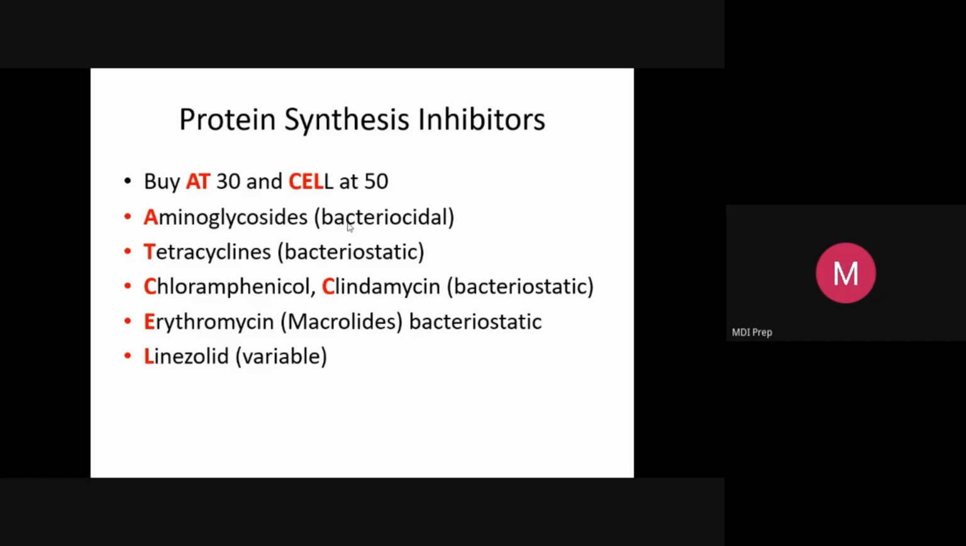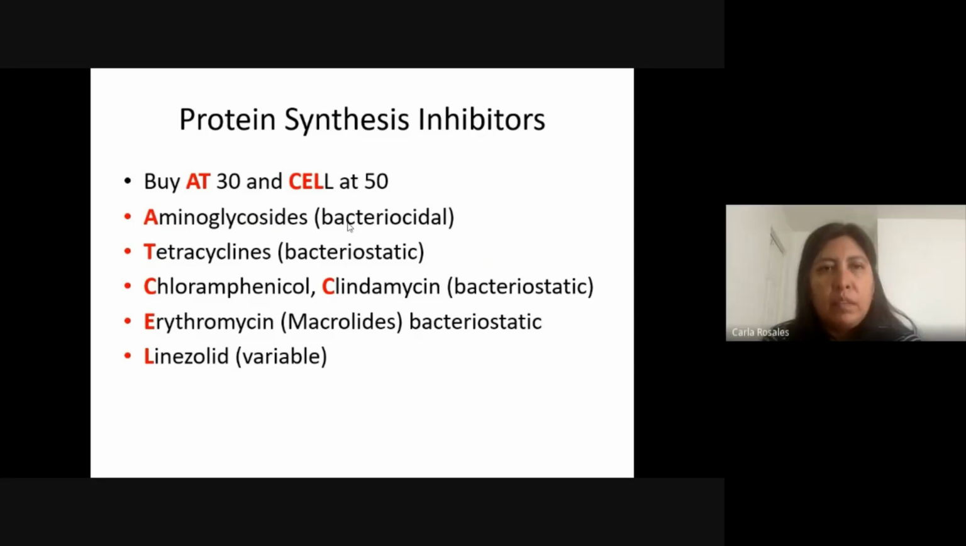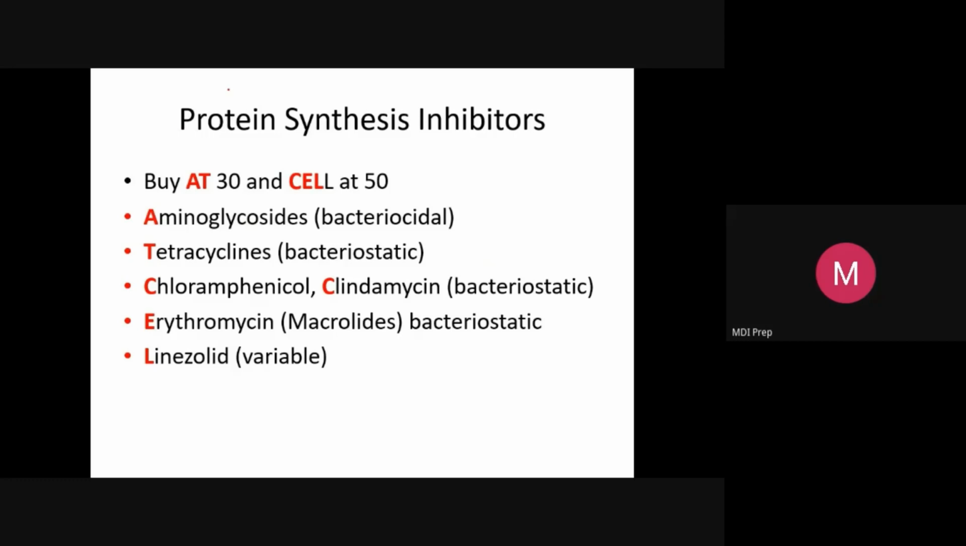It's called protein synthesis inhibitors. Now you remember I told you how the way we kill bacteria is what protects the bacteria, right? So one way we can kill the bacteria is by killing the cell wall, right? The other thing is protein synthesis. All bacteria, in order to live, they need to make proteins. And they make proteins through a structure called ribosomes.